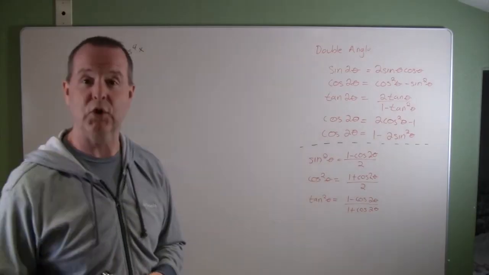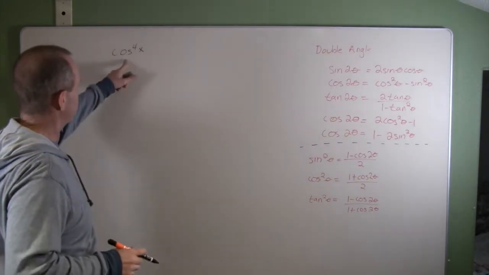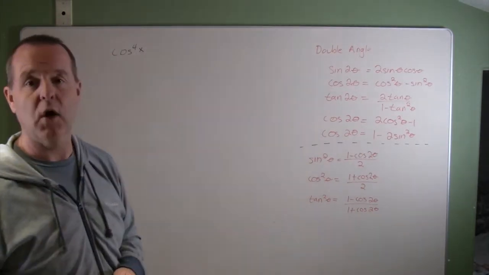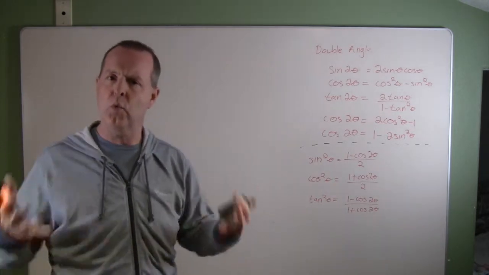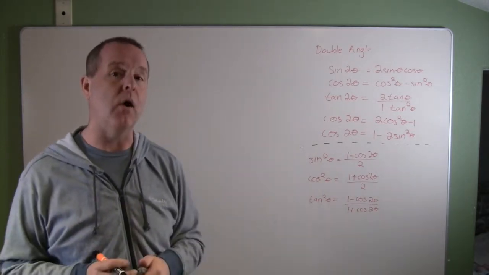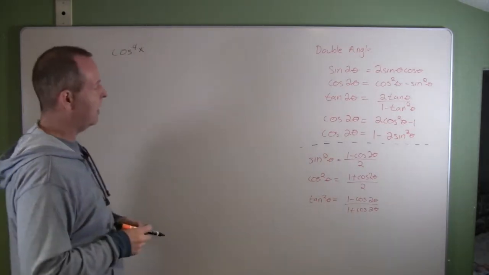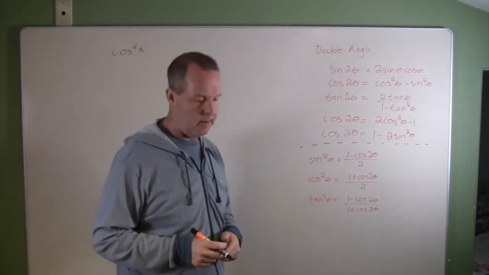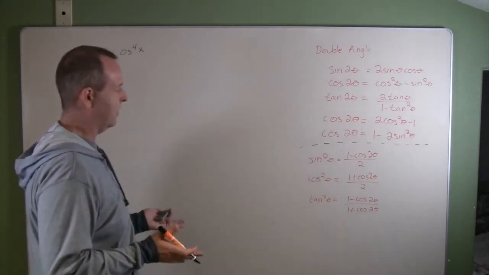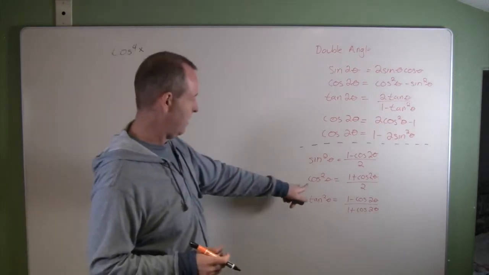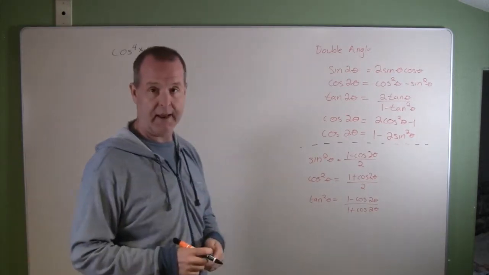Next one we want to try to look at is the cosine to the fourth of x. And I want to rewrite that without any powers at all. To do that, we're going to look at some of our power reducing models that we had down here. And the one I'm going to focus on is this cosine squared theta.